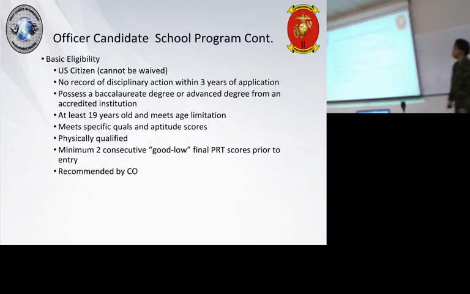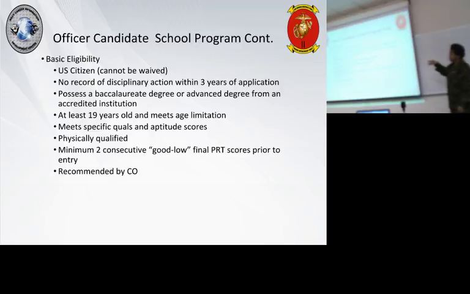All right, basic eligibility: U.S. citizen, no disciplinary record within 3 years of your application. Like I said, you already have to have your bachelor's degree. An advanced degree is fine, but a bachelor's degree is the minimum. You have to be at least 19 years old and meet the age limitations. The reason it says age limitation here is because the different designators in those officer programs have different age limitations. So for example, a supply officer may be 32, whereas a pilot may be 27. So you have to know which designator you want to know the age limitation.